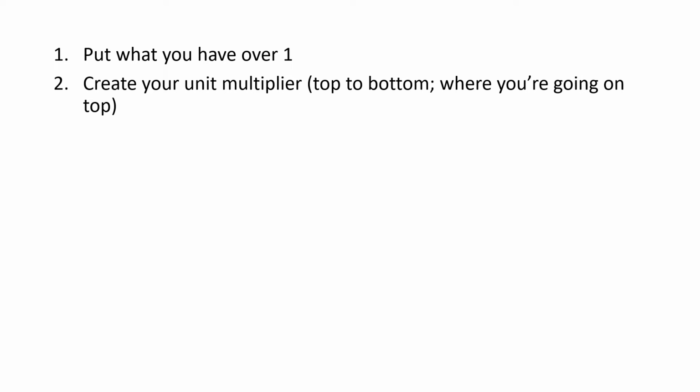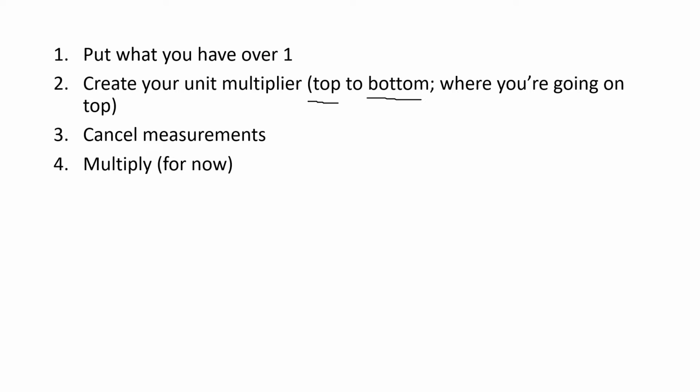Your second step is going to be to create your unit multiplier. Some of these problems are going to require more than 1 unit multiplier. You may need 2 or 3. The rule is, word-wise, whatever you have on the top goes to the bottom. And that will make sense as we keep going. Step 3, you're going to cancel your measurements. I'll explain that. And then step 4, for now, we're going to multiply.